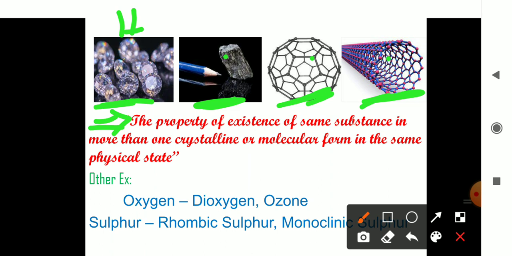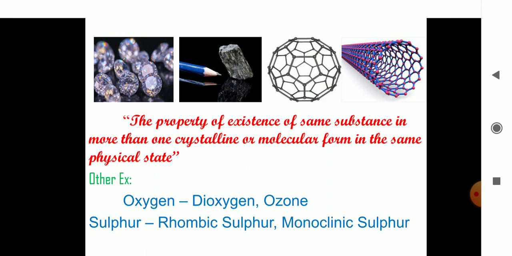The simplest example is diamond, graphite, fullerene, carbon nanotubes. These are the allotropes of carbon. Some more examples are given. For oxygen, there are 2 allotropes available: dioxygen and ozone. For sulfur, there are many forms available, but here I have taken 2 forms, rhombic sulfur and monoclinic sulfur. Those 2 are the allotropes of sulfur. Are you able to understand what is called allotropism? The same element exists in more than one physical modification, but their physical state will be the same.